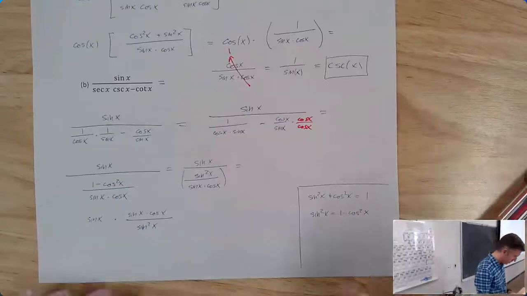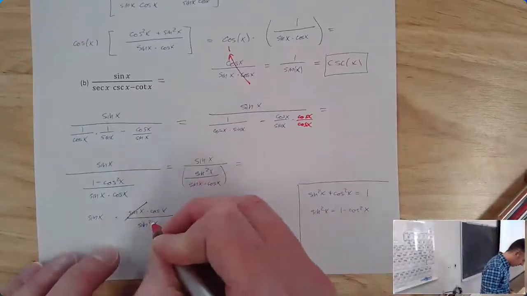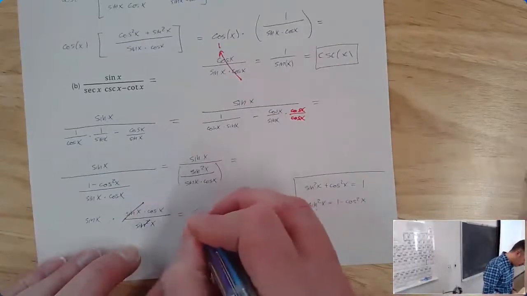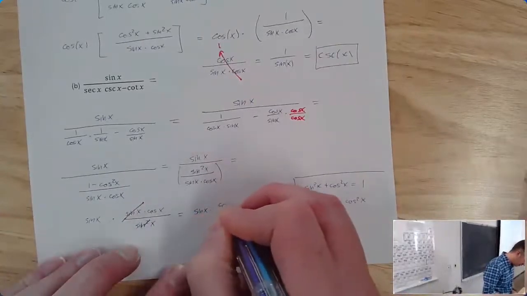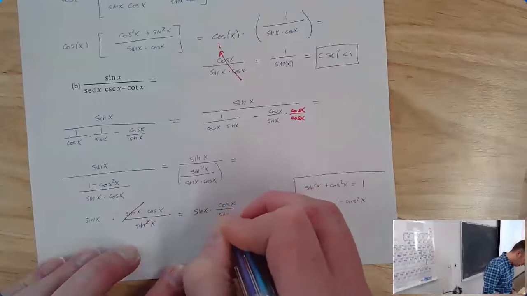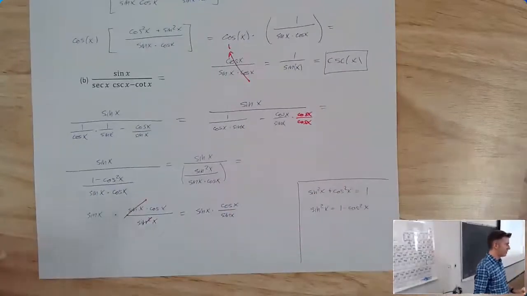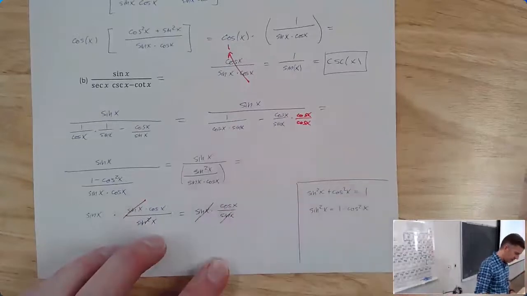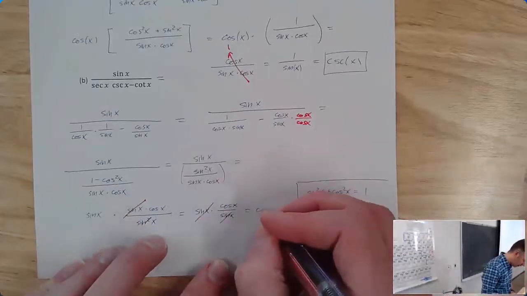I can cancel a sine here with one of the sines there, and I'm left with sine x times cosine x over sine x. I really should just cancel both of them, but I was trying to show the steps here. And then this sine x can definitely cancel with that sine x, and we're left with just cosine of x.